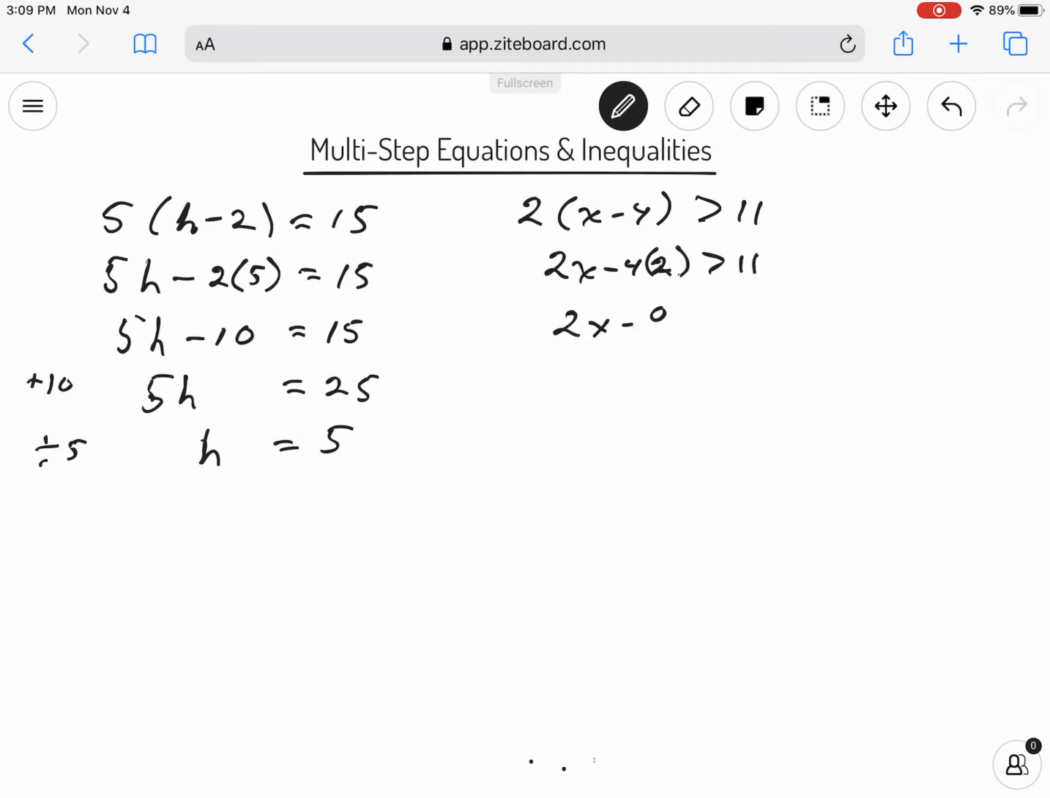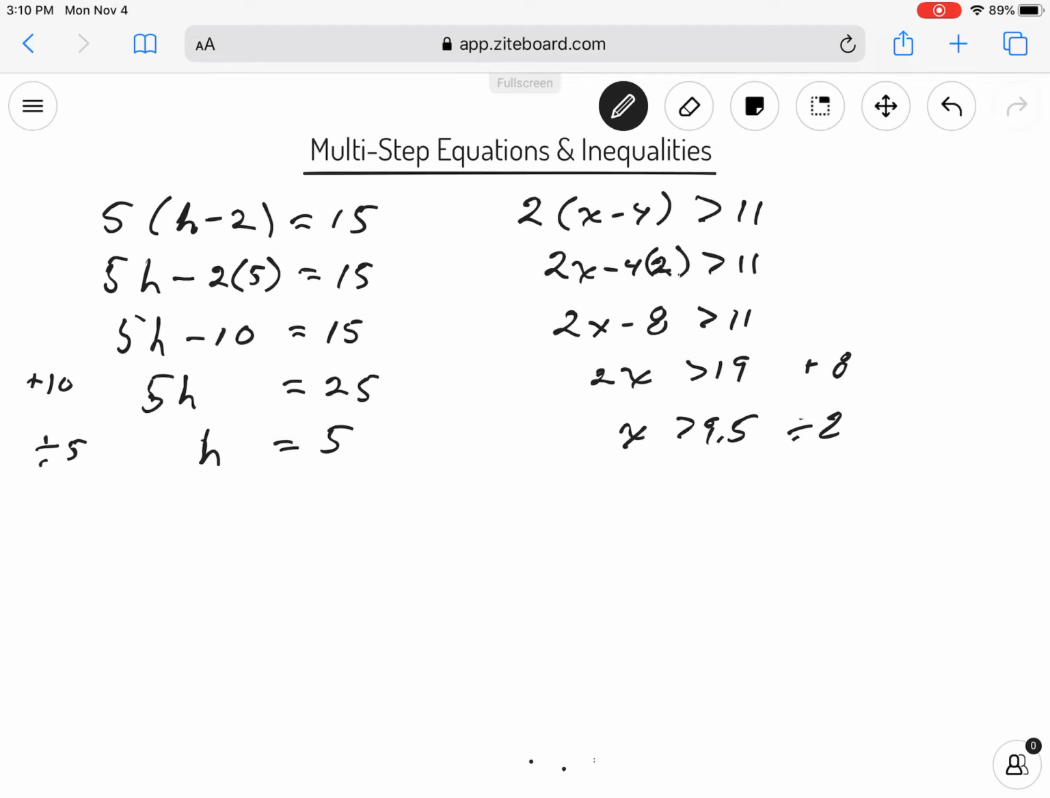So that's 2x minus 8 is greater than 11. And then I want to add 8 to both sides. So I have 2x is greater than 19. Is that right? Yep. And I'm going to divide both sides by 2. So I have x is greater than 9.5. Okay.